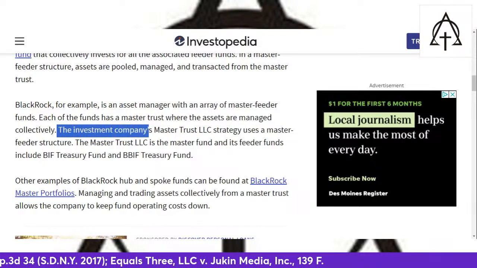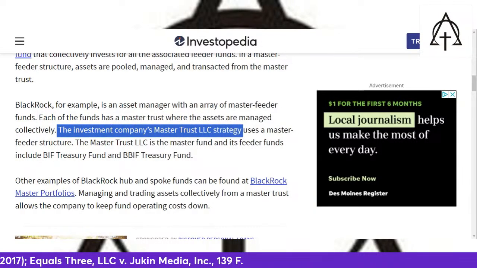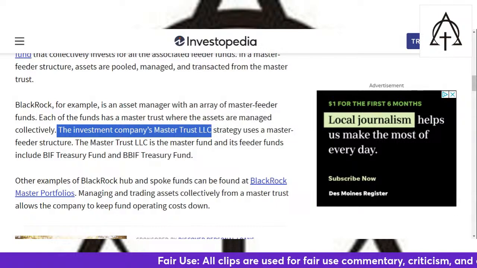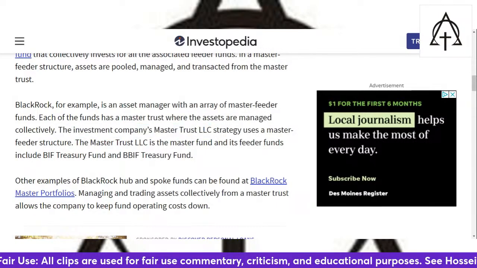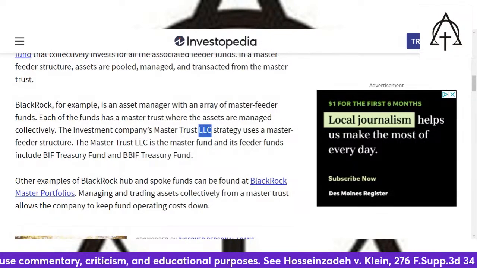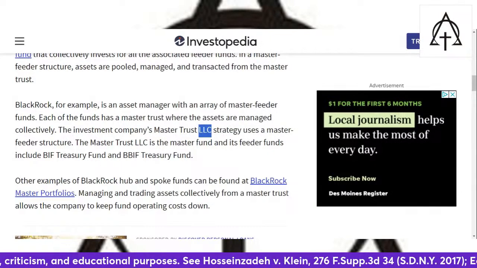The investment company's master trust LLC strategy. That means the members of the company are all investors under an LLC, sharing equally. See what that LLC does? That's implying equity right there. Everybody's equity is a sort of equality.